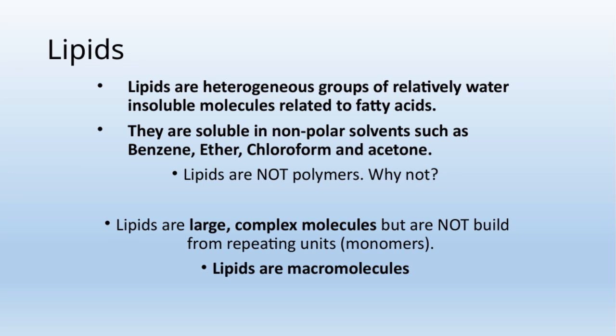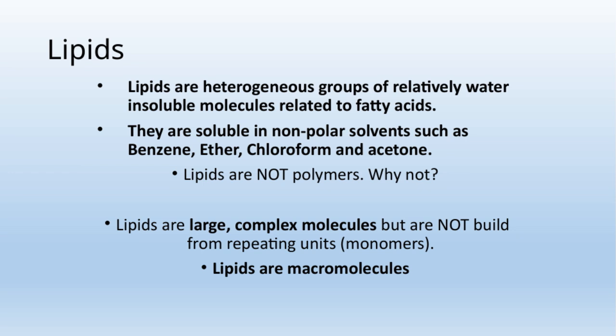You might wonder why that is. Well, even though they are large and complex molecules, they aren't built from repeating units or monomers. Instead, they are considered macromolecules because of their size and complexity, but they don't have the repetitive structure characteristic of polymers. This distinction is important because it influences how lipids function and how they are constructed in biological systems. So, understanding that lipids are heterogeneous, nonpolar, and nonpolymeric helps us appreciate their unique roles in cell membranes, energy storage, and signaling.